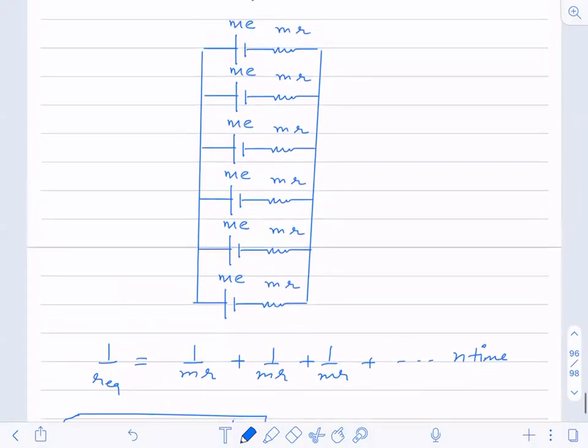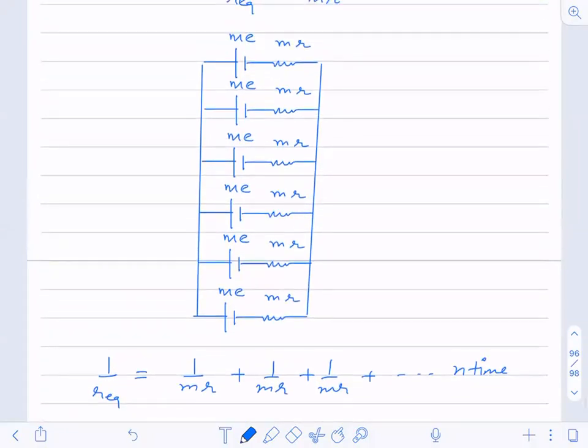Okay, what is equivalent EMF? Yes, what is equivalent EMF? Not ME by N. It will be ME only. Not NME, it will be ME only. Okay, try to understand how. You just check this one.